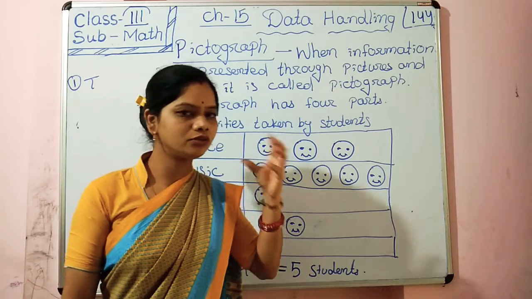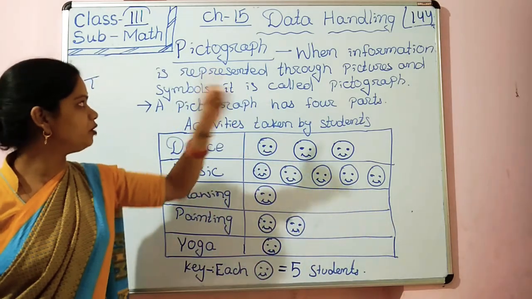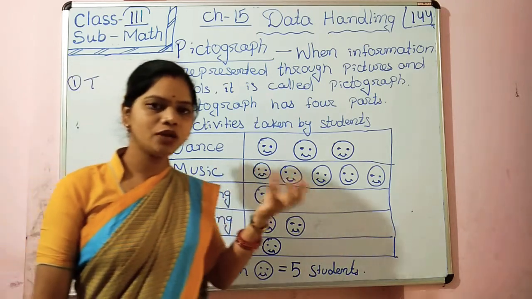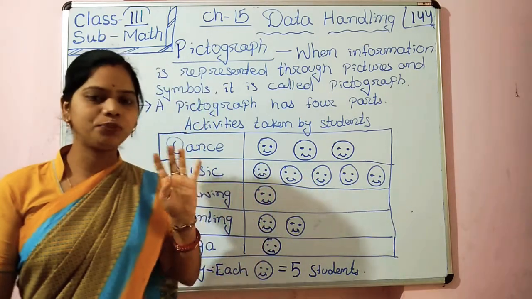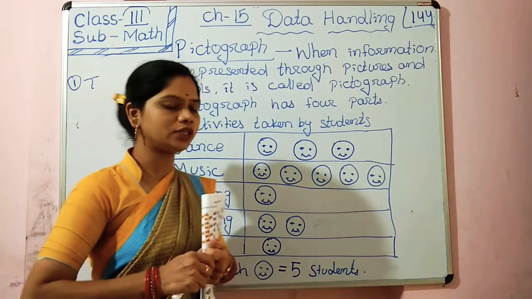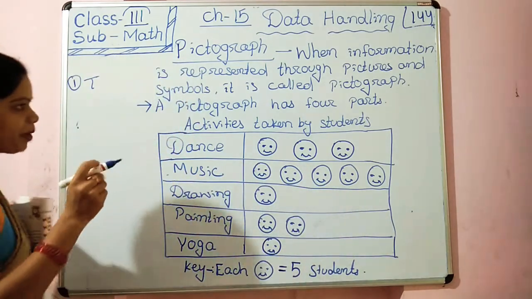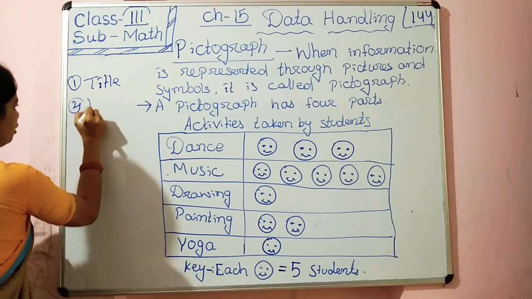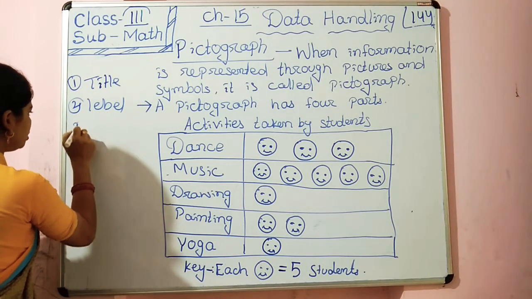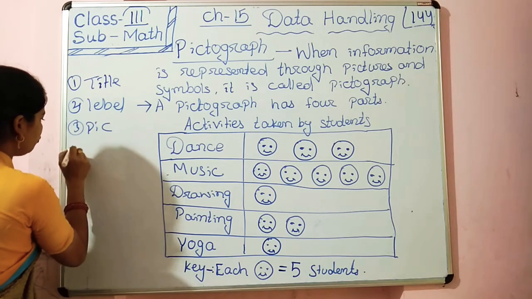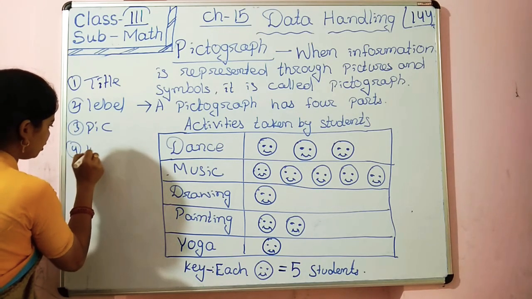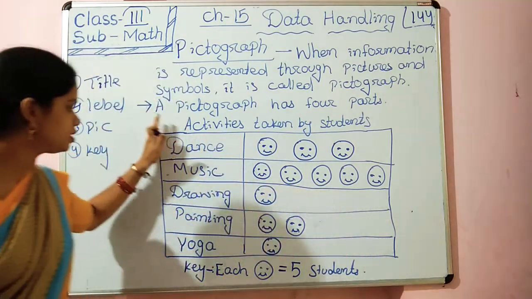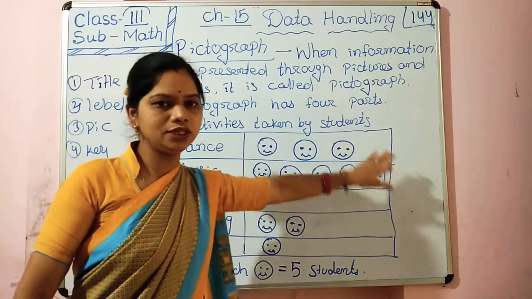If a set of information is represented through pictures or symbols, it is called a pictograph. A pictograph has four parts. One is title, two is label, three is picture, and fourth is symbol or key. Okay, this table is a pictograph.